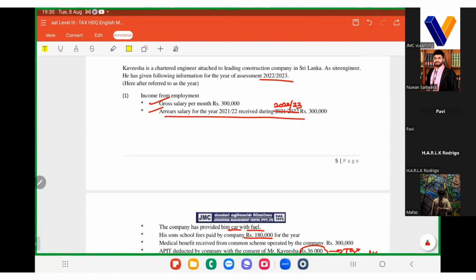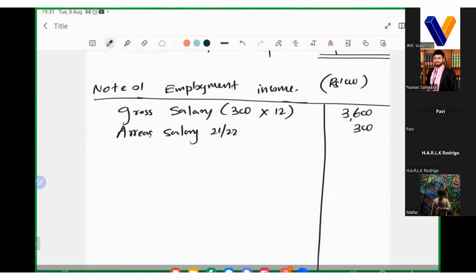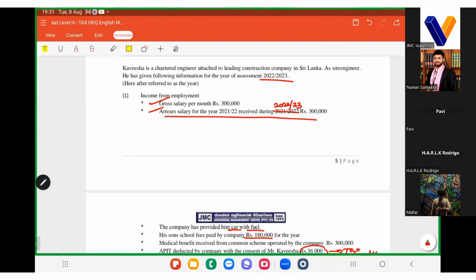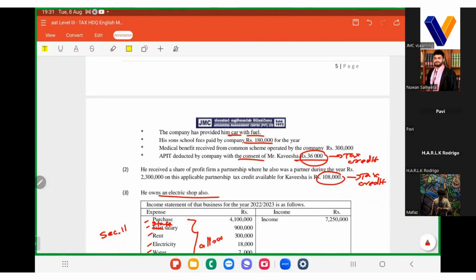Now arrears salary. Normally arrears salary you have to take as an income when you received it in cash. Here, even though the arrears salary is relevant to 2021 and 2022, that salary was received during the year of assessment 2022 and 2023. That means our year of assessment. So that should be taken as income for the received year because the employment income we calculate based on the cash basis, right?